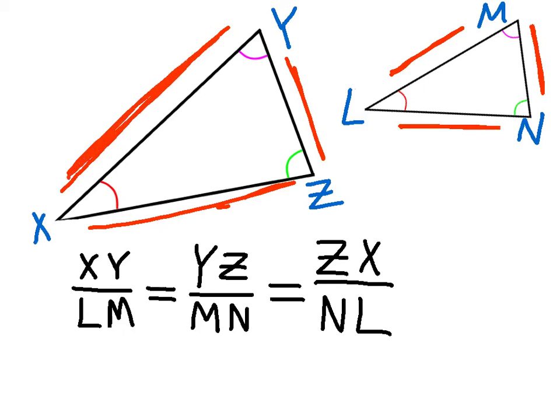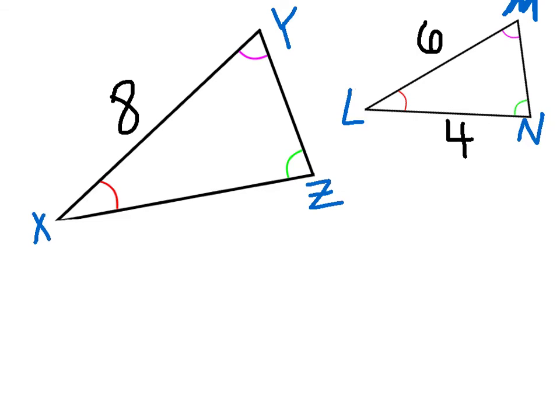Okay, so if you take one set of corresponding sides, it's going to be equal to the ratio of another set of corresponding sides. They're all going to be equal, and we'll go through an example. Okay, so we have XY is equal to 8. We have LM equal to 6. LN is equal to 4. Alright, we're going to find the length of XZ, and we can do this by using what we know about similar triangles. They have corresponding sides that have the same ratio.